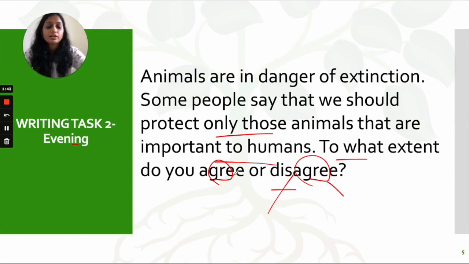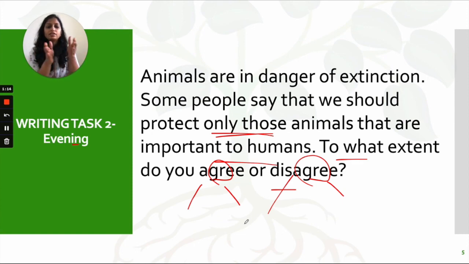But if you want to agree with this and you feel that you should protect only animals that are important to humans, then you can talk about the angle of having pets, or you can talk about the angle of having animals as food for humans. So anything that gives rise to meat, basically. So you can write these two reasons and give examples of animals that can function as pets or animals that can function as food.